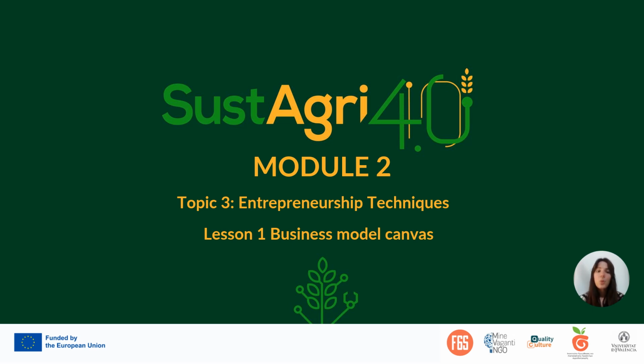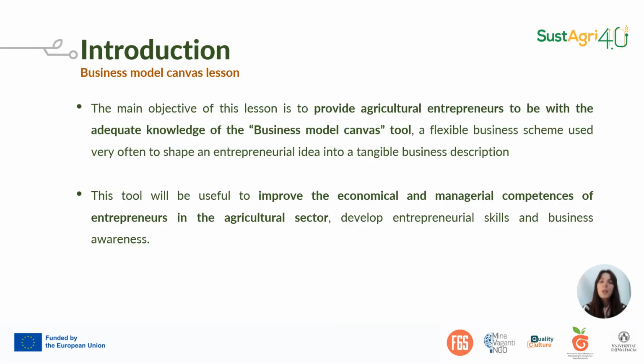This topic number 3 is on entrepreneurship techniques, and this lesson will talk about the business model canvas. The main aim of this lesson is to provide agricultural entrepreneurs with adequate knowledge of the business model canvas tool. This tool is a flexible business pattern used very often in order to shape an entrepreneurial idea into a tangible business description.